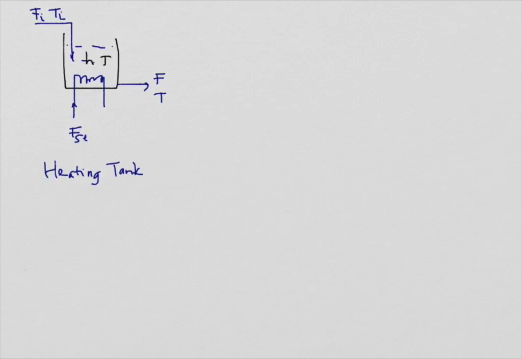We identified the input variables. What is the input variable? Which variable is input? Fi, it must be Fi. Then Ti. Then the flow rate of steam, Fs. Okay, we have Fs. That is the input variable.